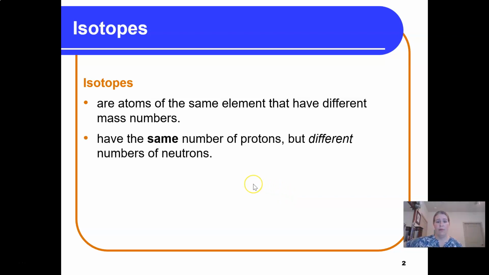Okay? This means that since they are the same element, they have to have the same number of protons, but they do have different numbers of neutrons. And we never really think about electrons and anything involving mass because the mass of an electron is incredibly, incredibly tiny.